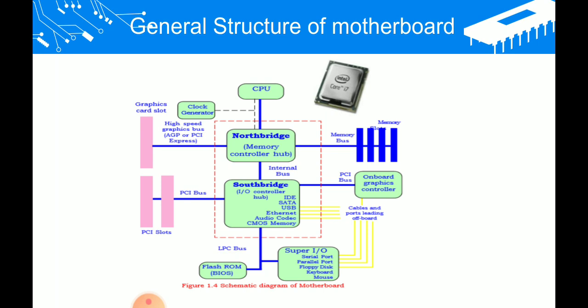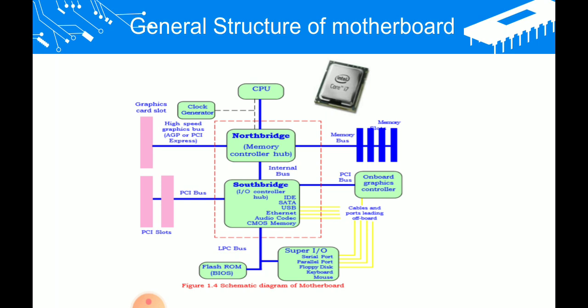The south bridge controls the slower components, that is, sound card, net card, hard disk, CD-ROM drive, USB port, SIO, that is super IO, which you can see in the picture, and BIOS, that is flash ROM. So these things are controlled by the south bridge because they are slow working components.